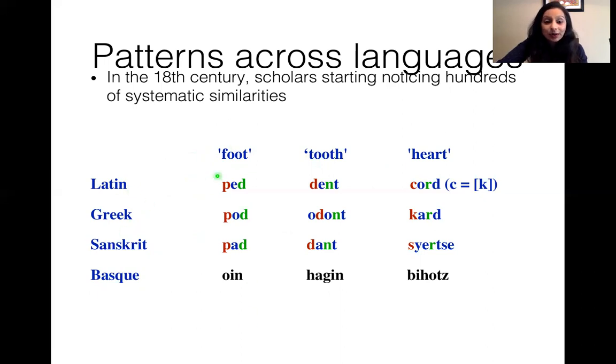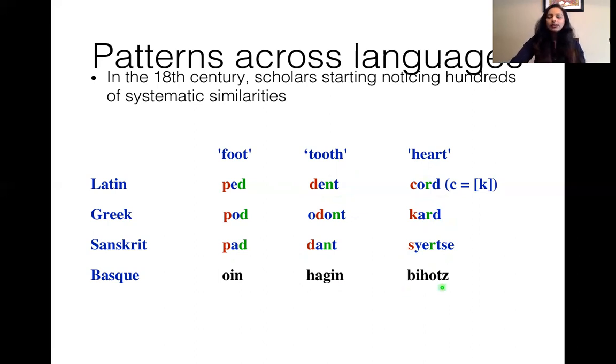So the Latin word for foot is ped. The Greek word for foot is pod. The Sanskrit word for foot is pad. And the Basque word for foot is oin. Now the word for tooth in Latin is dent, in Greek is odont, in Sanskrit is dant, and in Basque is hagen. Heart in Latin is cord, in Greek is kard, in Sanskrit is hirtse, and in Basque is bihotz.